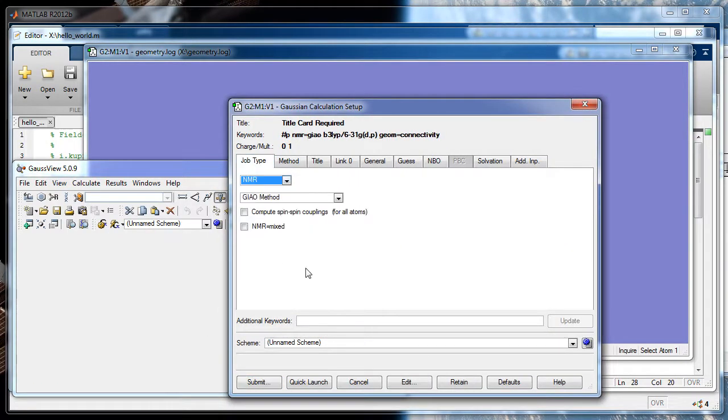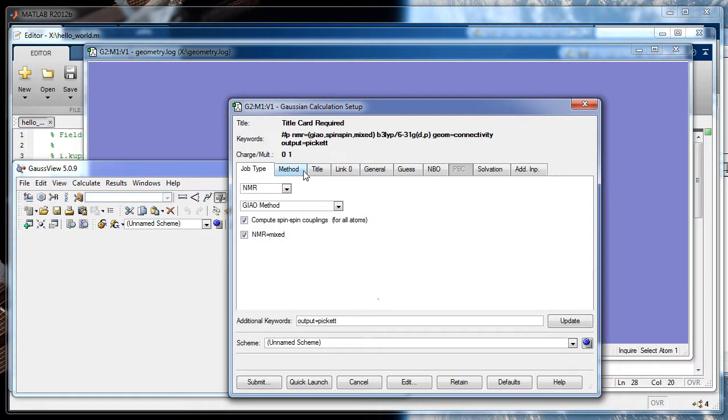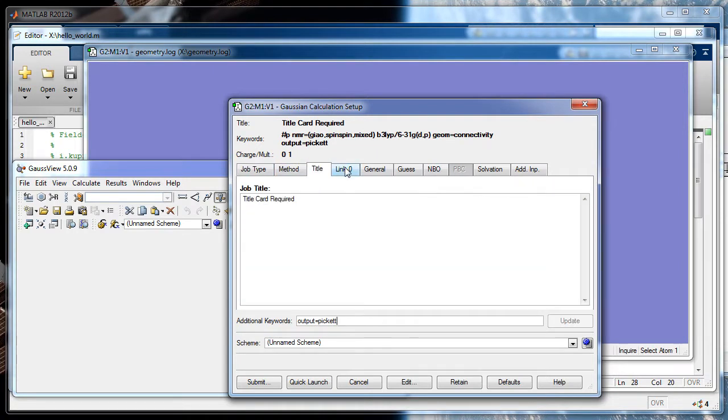So job type NMR, gauge-independent atomic orbitals, compute spin-spin couplings. Mixed is a certain type of basis set alteration, always a good idea when we are computing the J couplings. More on that actually in our quantum chemistry course that's on the same website as the spin dynamics. And we also need additional print keywords that will get us the quadrupolar tensors for our nitrogen: output pcat. That used to be a program that did the magnetic resonance simulations, but I think it's no longer supported. But well, the output type is still there.